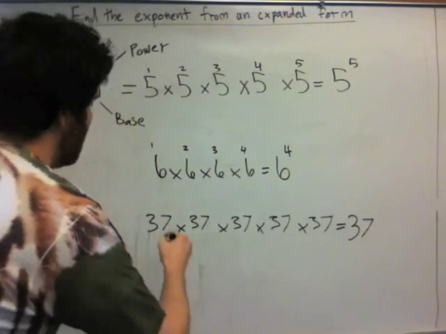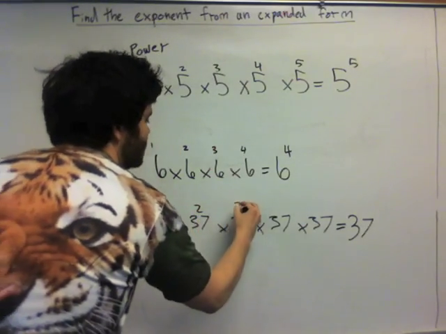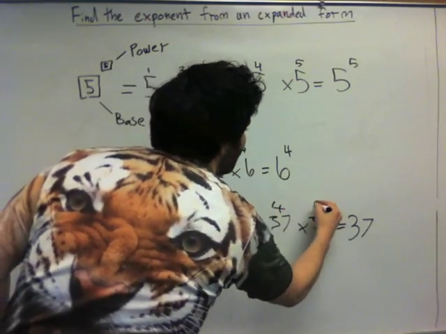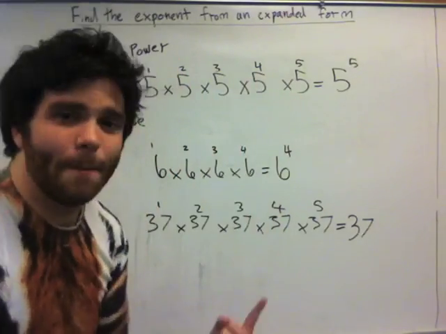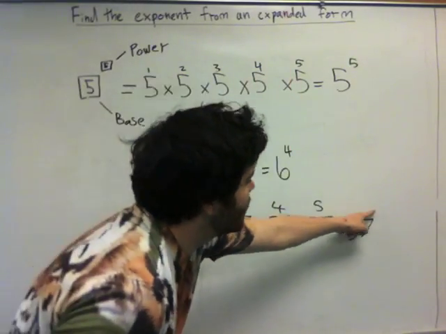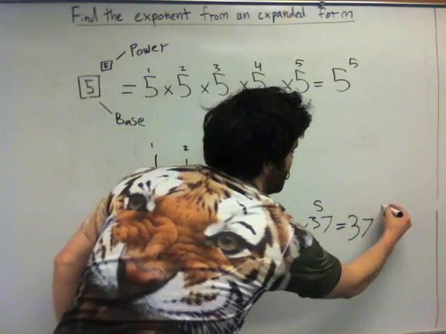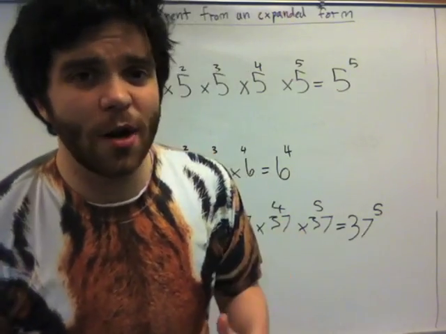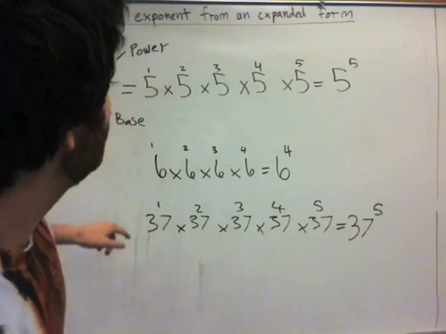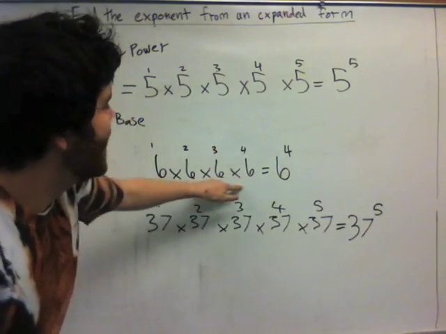Now, how many times do we see 37? Let's count them up. 1 time, 2 times, 3 times, 4 times, and 5 times. We see 37 5 times. That means our power going up to the top right here has got to be 5.